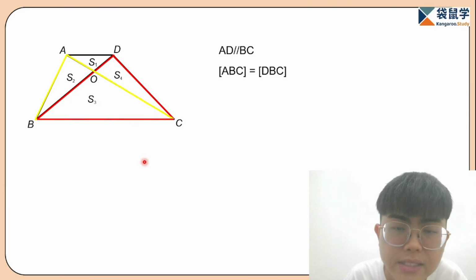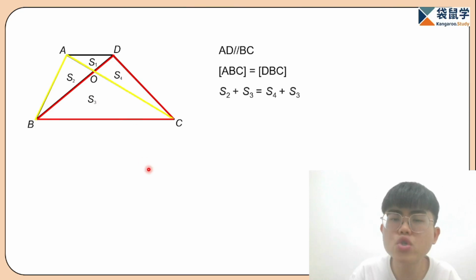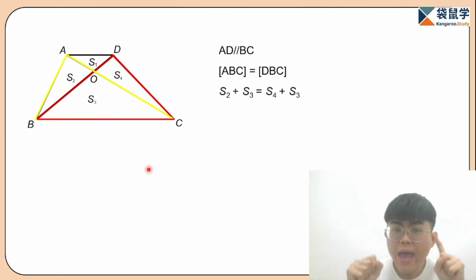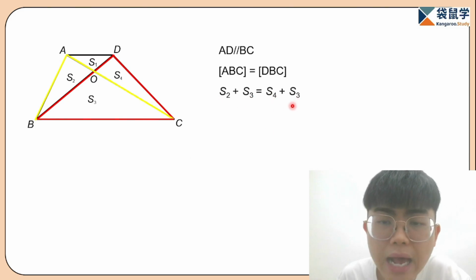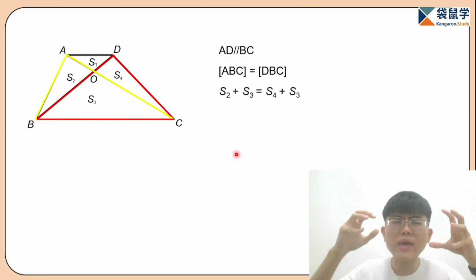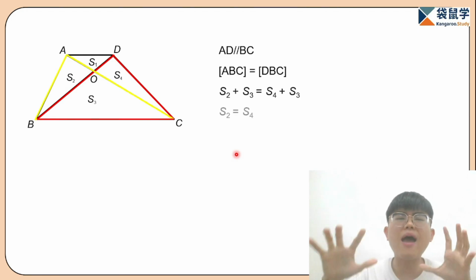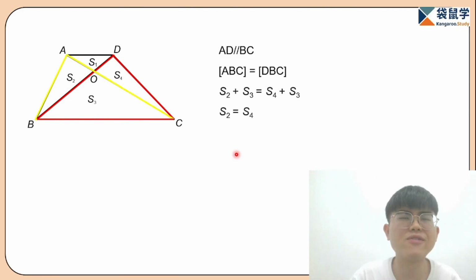It is S3 plus S4. So we say that these two parts are equal. And we can see that S3 plus S2 is S4 plus S3. In this case, we will get a conclusion such that S2 is equal to S4.